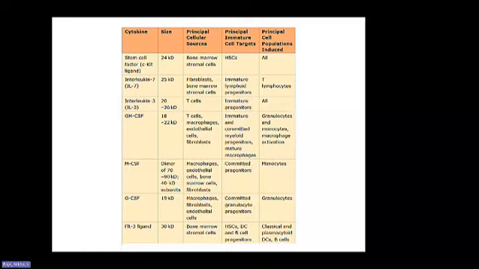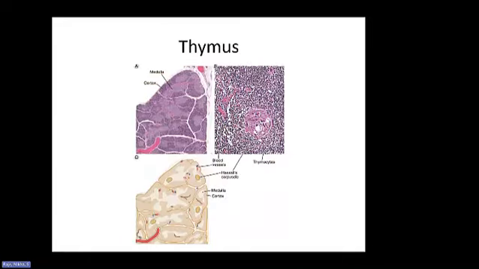Here is another table that tells you which cytokine is important for maturation of what kind of cell. Stem cell factor, c-KIT ligand, is important for stem cells. IL-7 is important for T cells. GM-CSF is important for granulocytes and monocytes. M-CSF for monocytes. G-CSF for granulocytes. IL-3 is important for all the cells. IL-7, I already talked about. FLT3 is important for dendritic cells, and also for B cells.